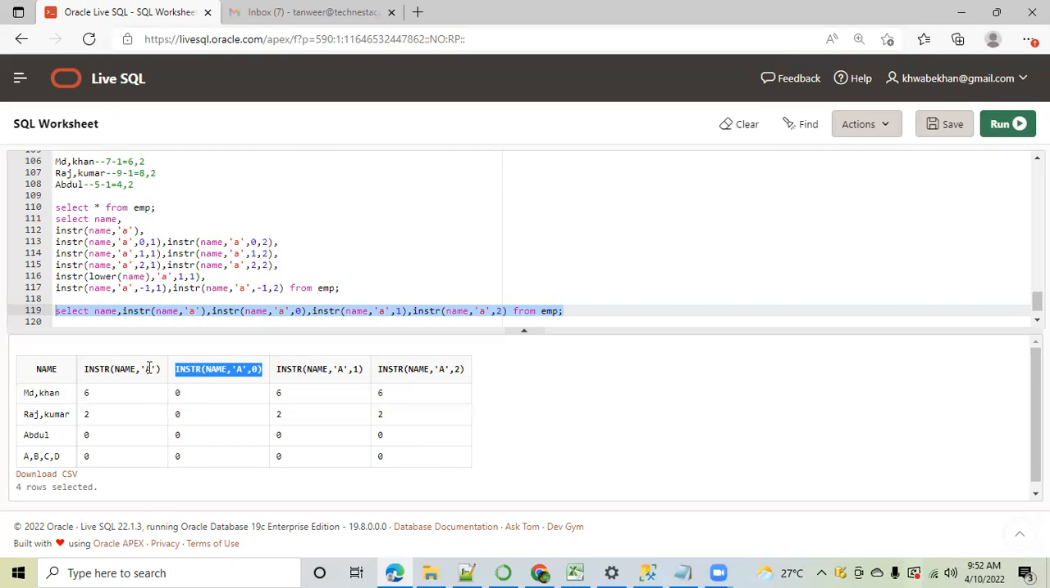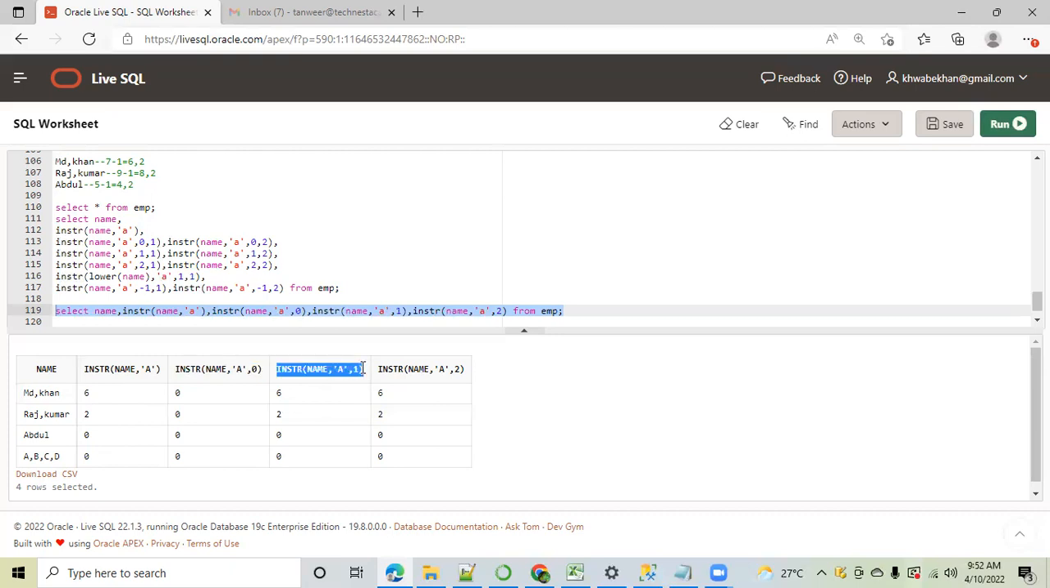If you're giving name comma a, and after a I have not given any argument, it will assume that the user is asking for the first occurrence of a. So the first occurrence of a is at the 6th position and 200.